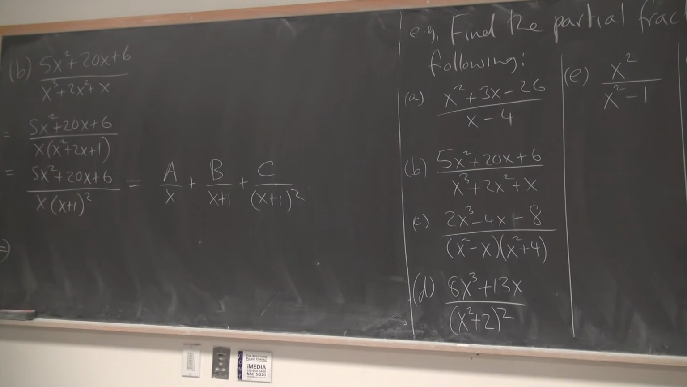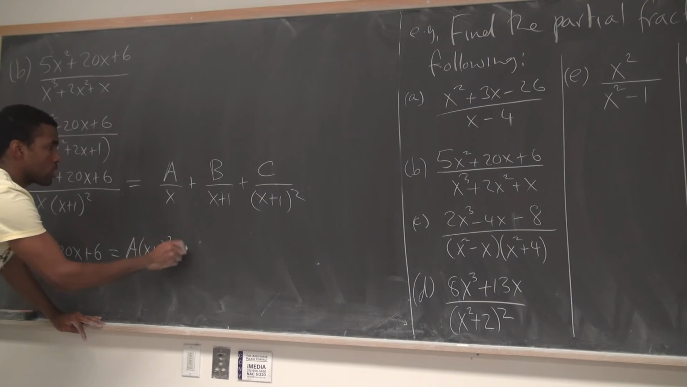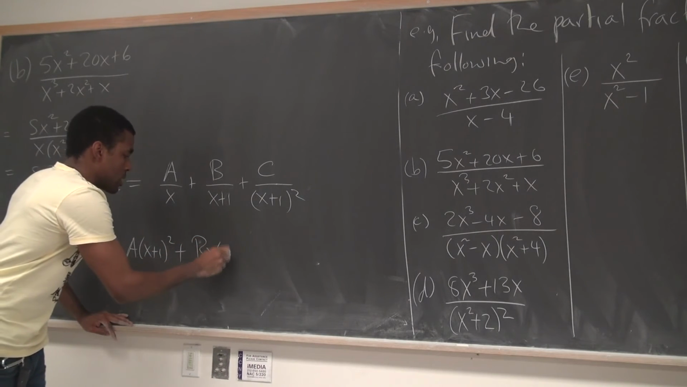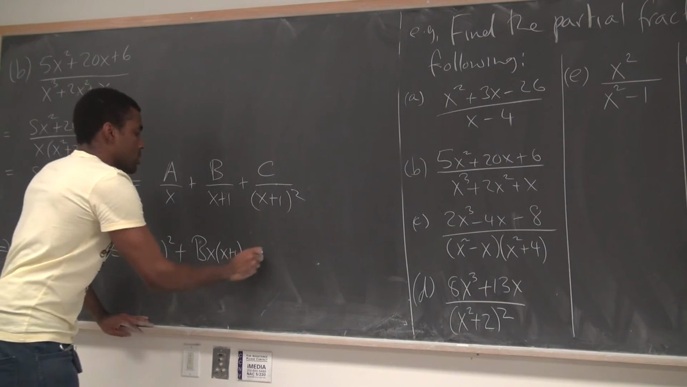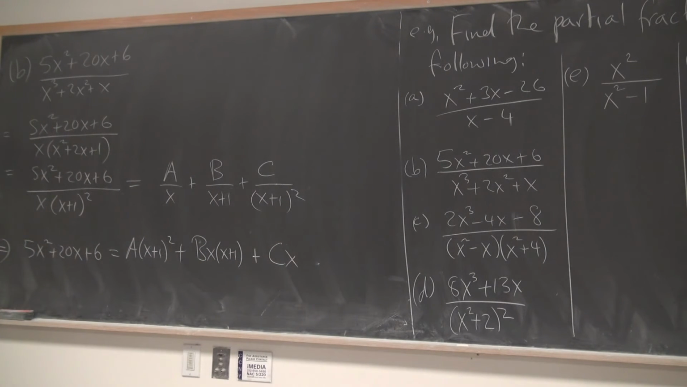At this point, what do we do? Multiply both sides by this denominator. So I get 5x squared plus 20x plus 6 equals, multiply by this, the x's would cancel. I just have A times x plus 1 all squared. B, I would have Bx times x plus 1. C, I would have Cx.